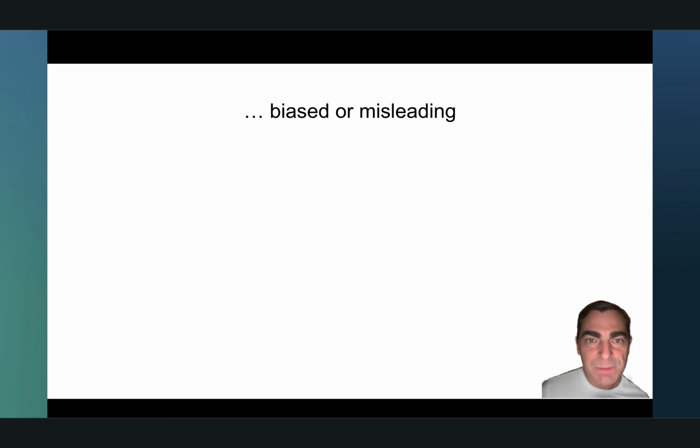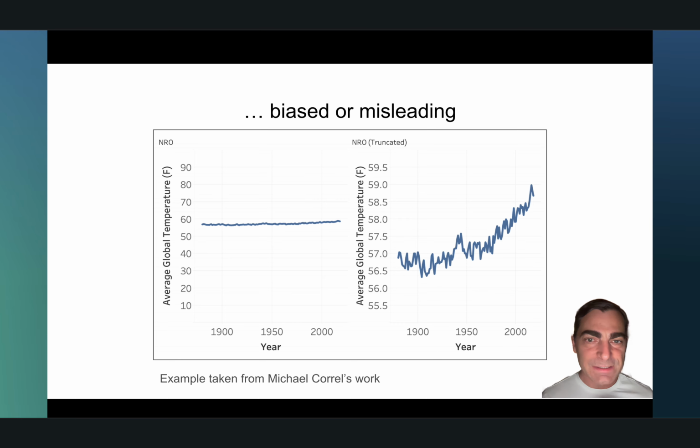But it can also be biased or misleading. Here I have a second example, again coming from climate. This is an example that I took from my colleague Michael Correll. This is exactly the same information, temperature over time, average global temperature over time. And the only thing that changes between the graph on the left and the one on the right is whether the vertical axis is truncated or not.